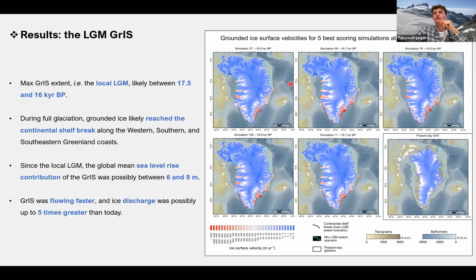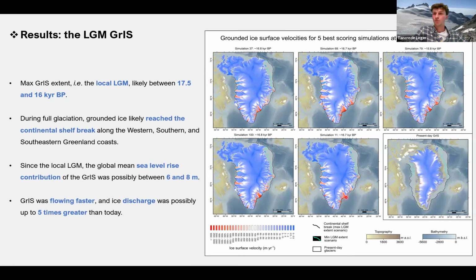Another thing that we learned from this experiment is that the ice sheet was flowing faster than the present day. I mean, it's not a huge surprise, but it's nice to see it. So here you have the ice surface velocities from the model, plotted for the 5 best simulations at the LGM. You have the black line as well for the continental shelf break, and the blue line is a sort of minimum limiting extent scenario for the LGM based on debates in the literature. And I've also plotted the present day ice sheet observations of velocity with the same color map. So you can compare the amount of red, basically.